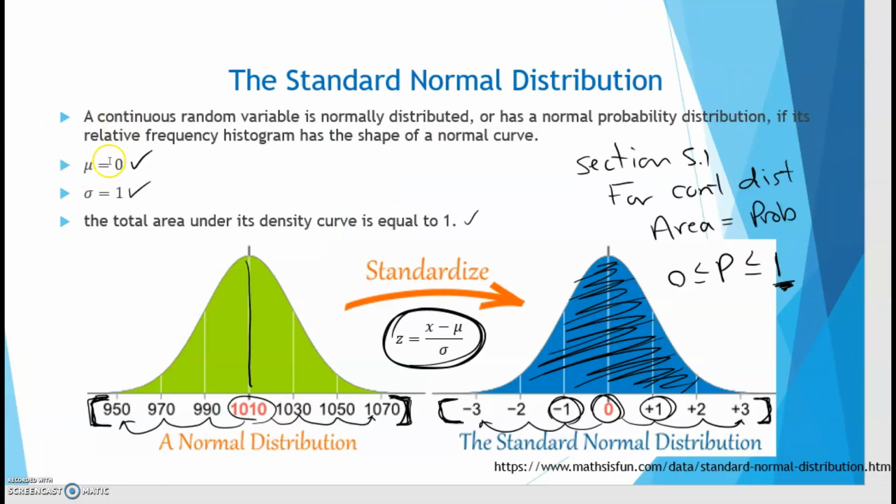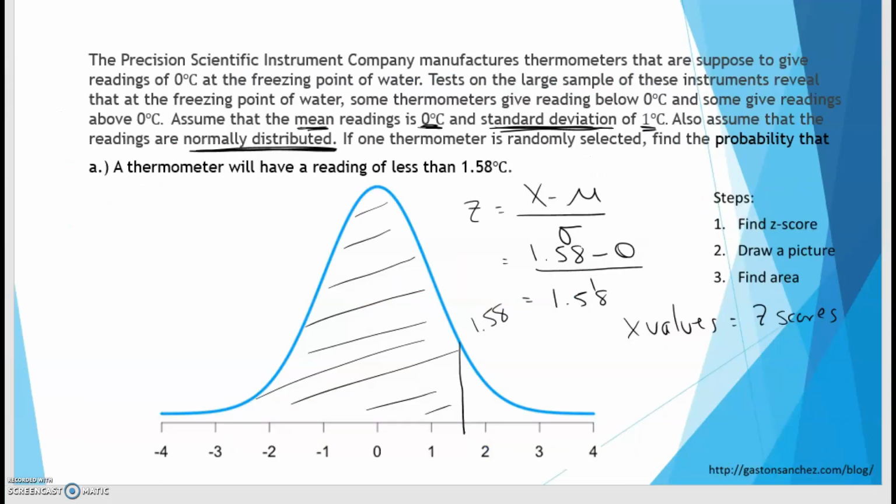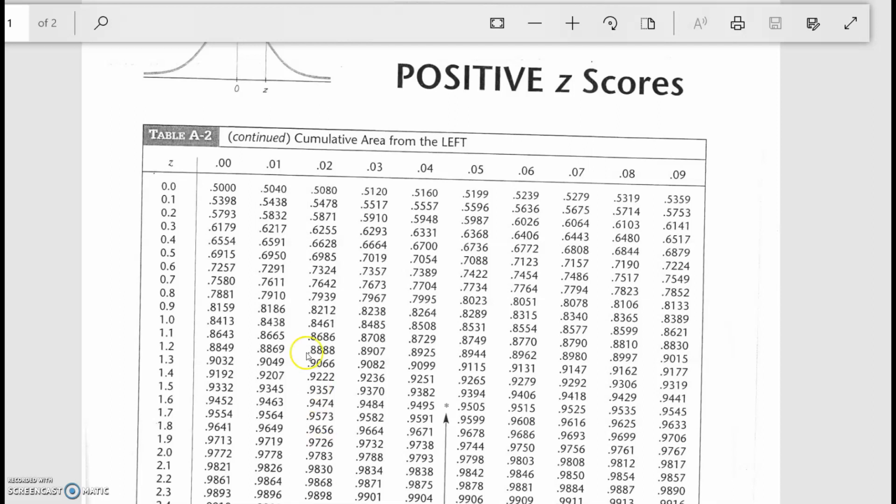Back here, mean of 0 and standard deviation of 1. If we have these things right here, we are already in a standard normal distribution, which means that our x values are really already the z-scores. So what I need to do is find a z-score of 1.58. So we need to go to our z-score table.